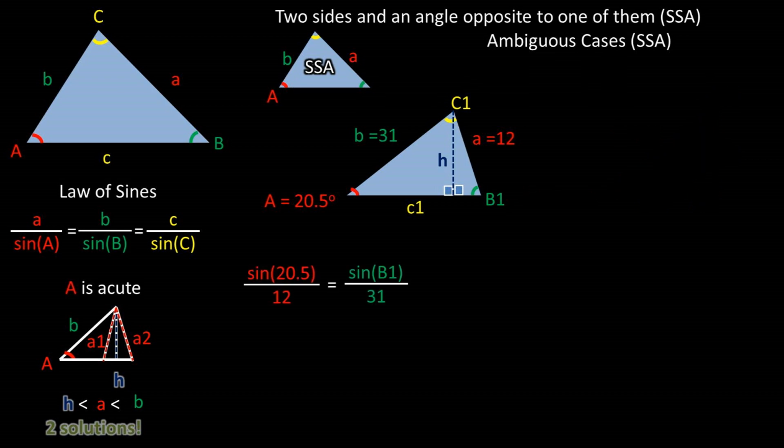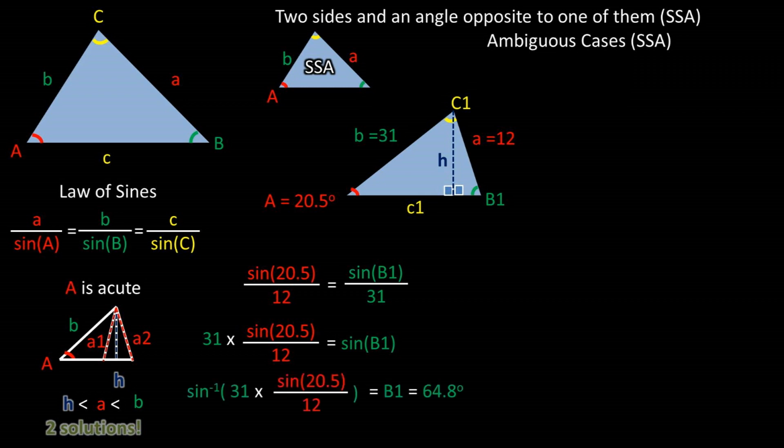So now let's first solve for the angle at B1 when it looks like a triangle that looks like this. Using the law of sines and plugging in the A angle, A length, and B length, and rearranging it to get what we are solving for, B1, to one side, we get that the inverse sine of 31 times sine of 20.5 over 12 equals B1, which equals 64.8 degrees.